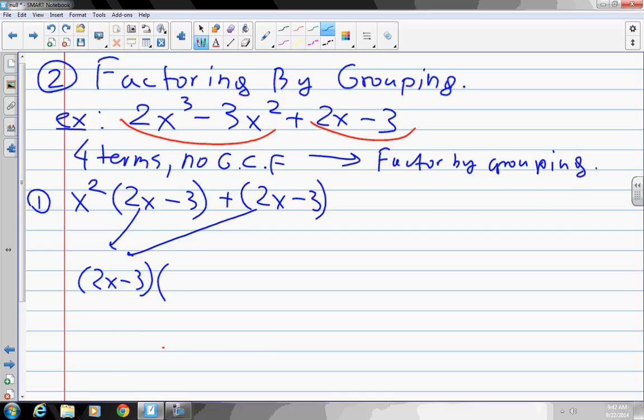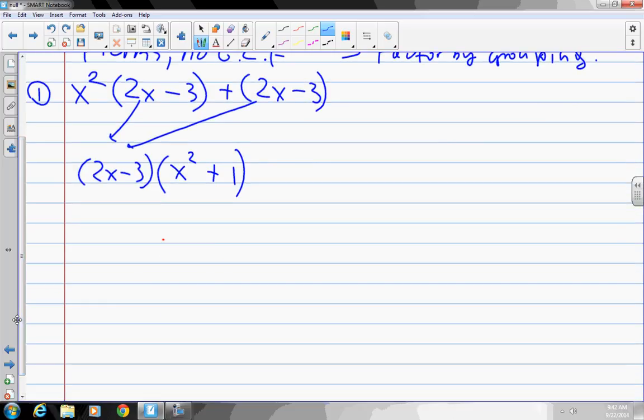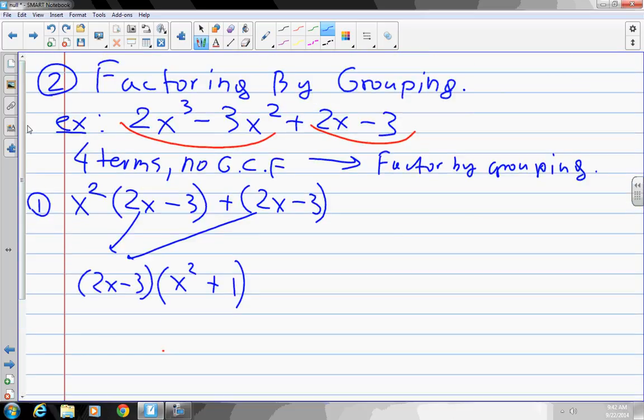And if I do that, we're left with x squared plus what? Well, I just took 2x minus 3 out. So what's left? 1. Again, think about the division. If you're in doubt what's left in the parentheses, just divide. 2x minus 3 divided by 2x minus 3 is 1. That's it. So we just factored this expression in two steps.